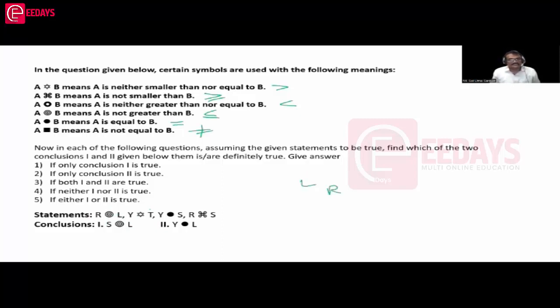Now you choose any statement with respect to L or R. R is greater than or equal to S. Then you put the less than or equal to symbols directly. Next, Y is equal to S, and next Y is greater than T. It's a very simple one.